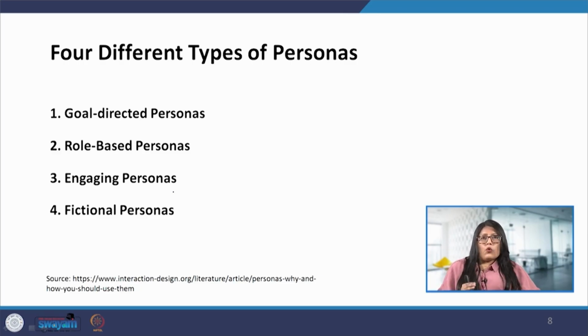So, these are goal directed personas. So, this type of persona is very straightforward. So, it focuses on questions like what does a typical user want to do with my product. So, the objective of a goal directed persona is to examine the process and workflow that the user would prefer to utilize to achieve their goals while they are interacting with the product or the service we are offering.